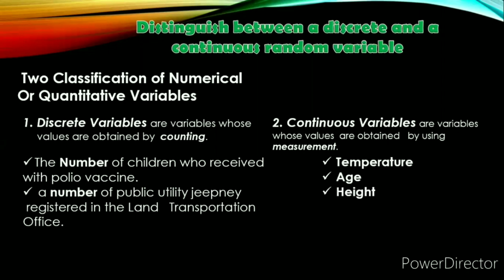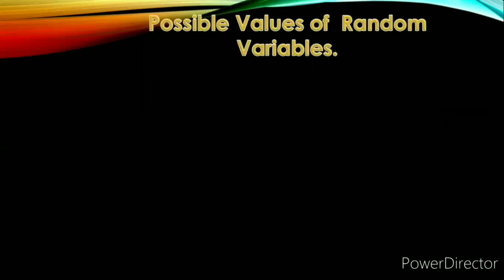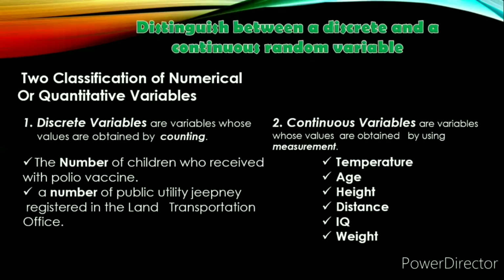Another example is your height. You can use this about measuring your height. And also we have the distance. And we have also the IQ or intelligent quotient of a person. We have your weight. And we have temperature, age, height, distance, IQ, and weight. These words are the example of the continuous variables.